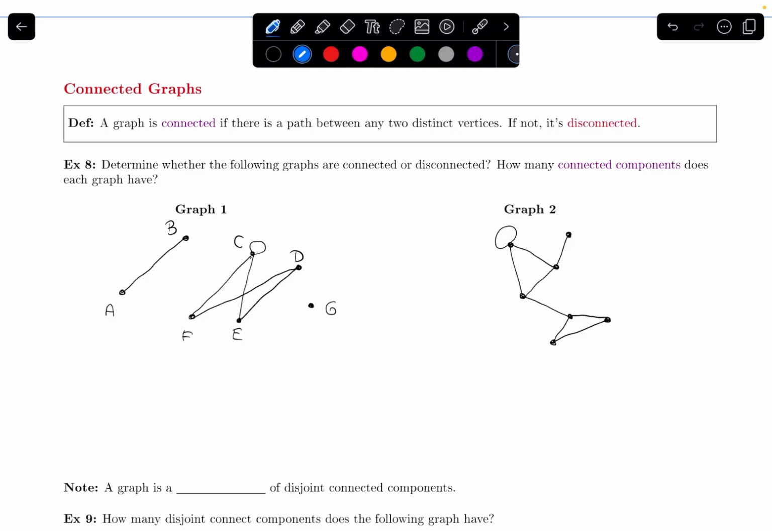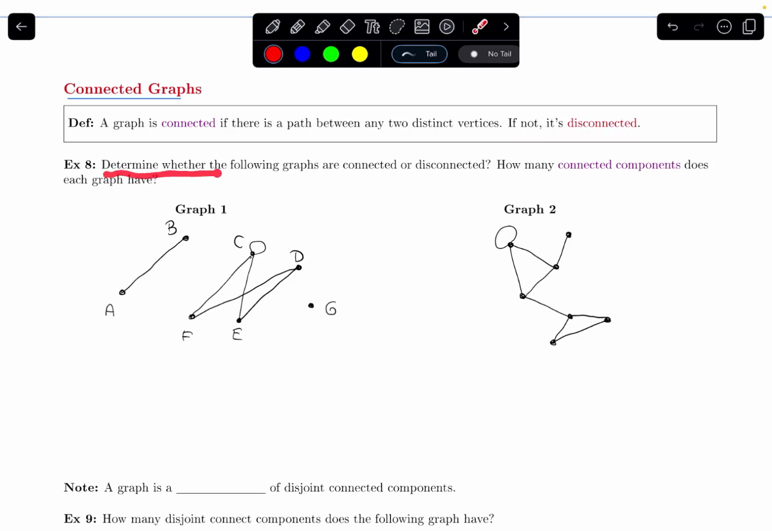In this video, we will talk about what a connected graph is and what a disconnected graph is. So a graph is connected if there is a path between any two distinct vertices. And if there isn't, well, then it's called disconnected. So let's do an example.